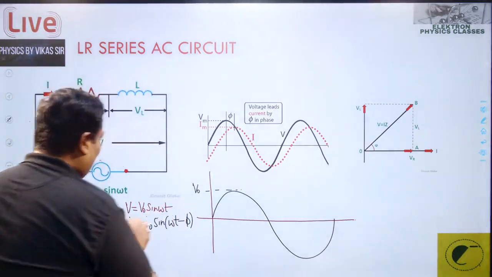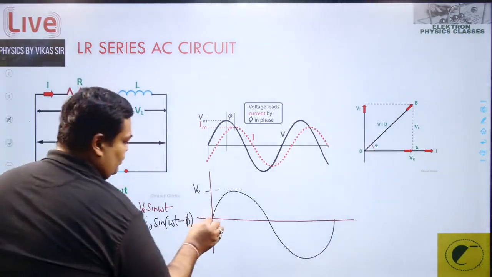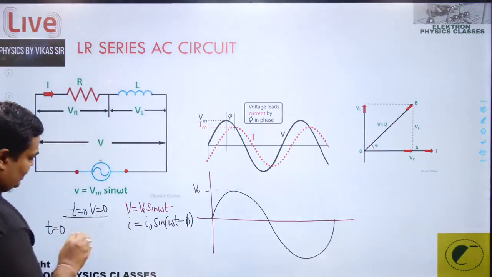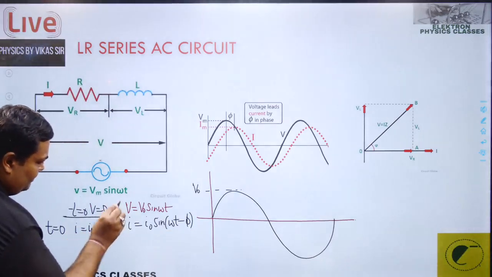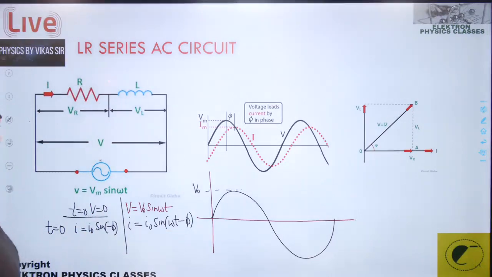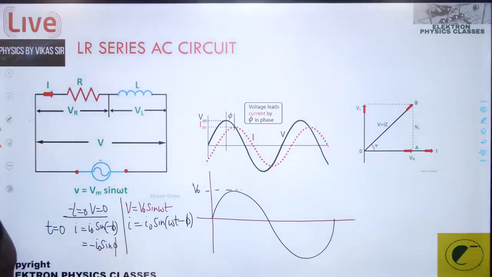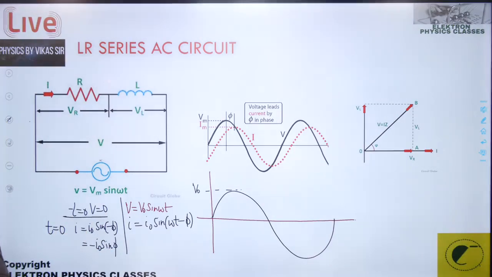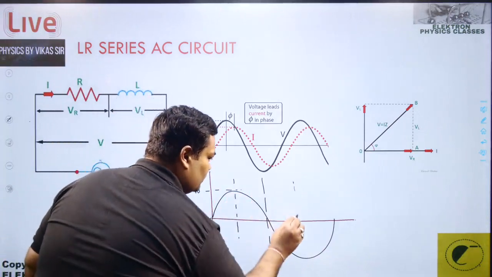So let me place t equal to 0. If I place t equal to 0, the instantaneous voltage is 0. So it starts from here. If I place t equal to 0 in the current function, that becomes I0 into sine of minus phi. And what is sine of minus phi? Minus sine phi. So that's minus I0 sine phi. So it does not have the maximum value at t equal to 0. So let me sketch the graph for the current now.